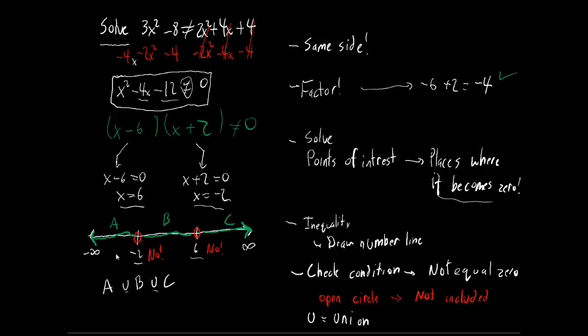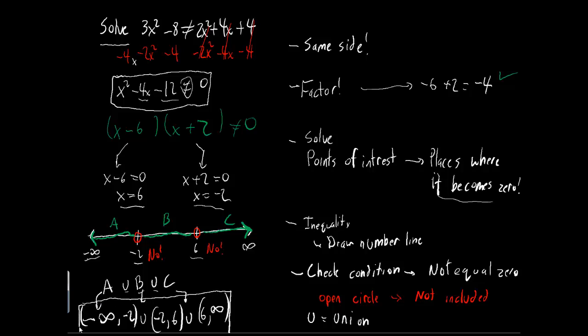Well, the only thing left to do is say what region A, region B, and region C are. Now, region A is everything from -infinity to -2. So we write -infinity, comma, -2, and put parentheses around them like that. And then we say union. And then we carry on and say what region B is. That's -2 to 6, with parentheses around it. Union, and then say what region C is. 6 to infinity. And this is how we would write our answer. Got to put 3 sets of parentheses because we have 3 regions.